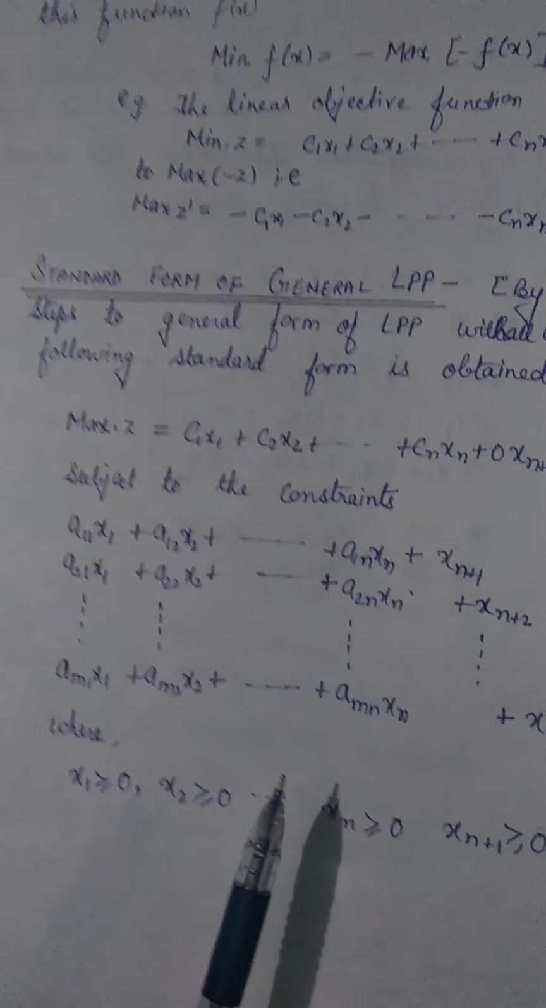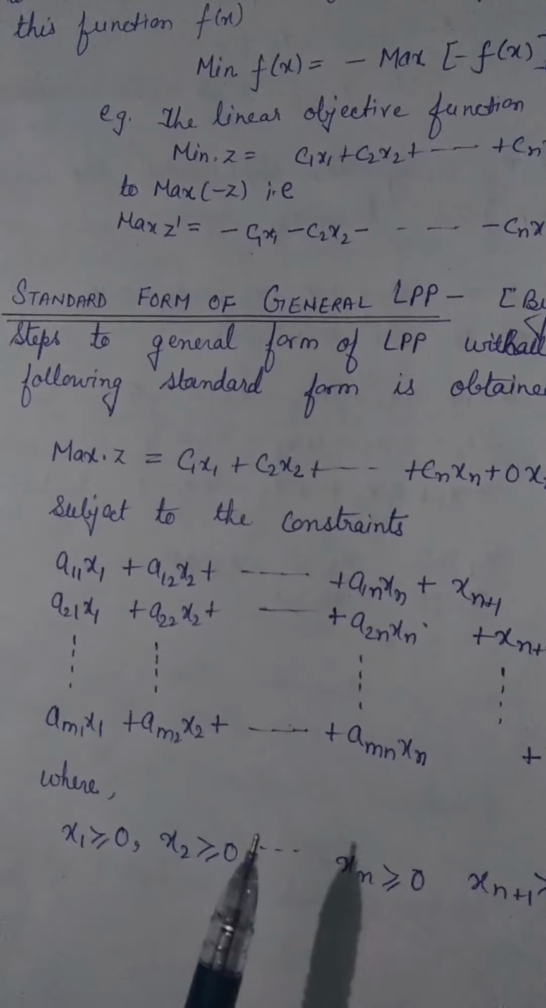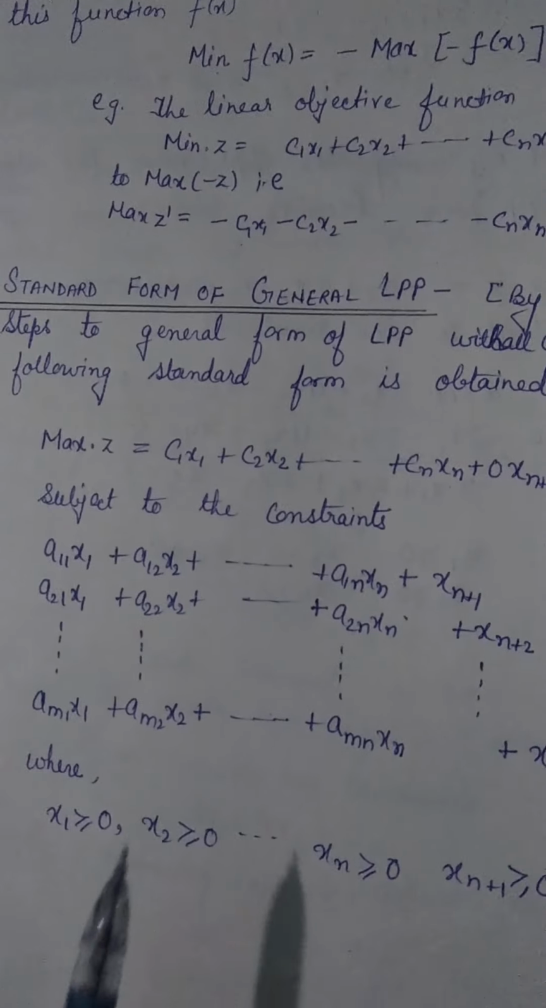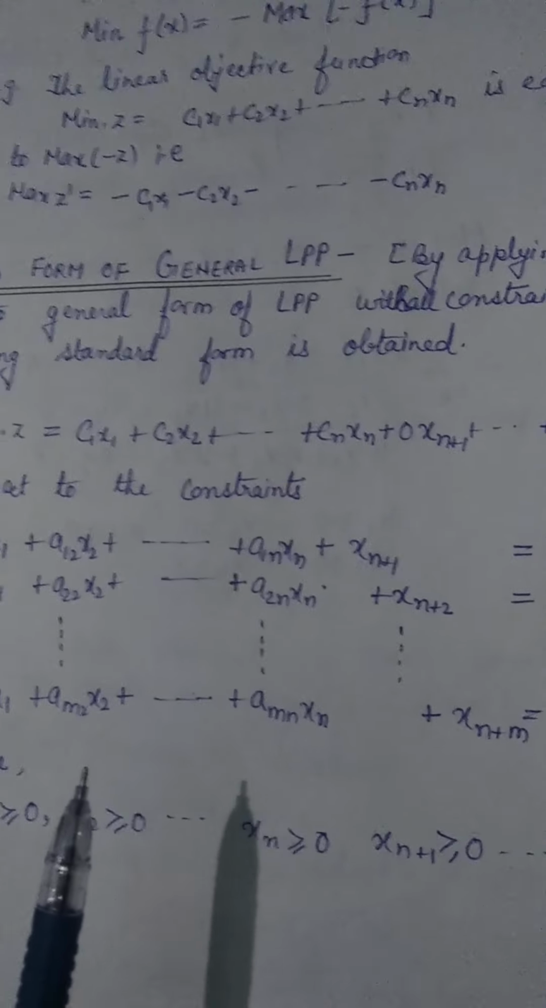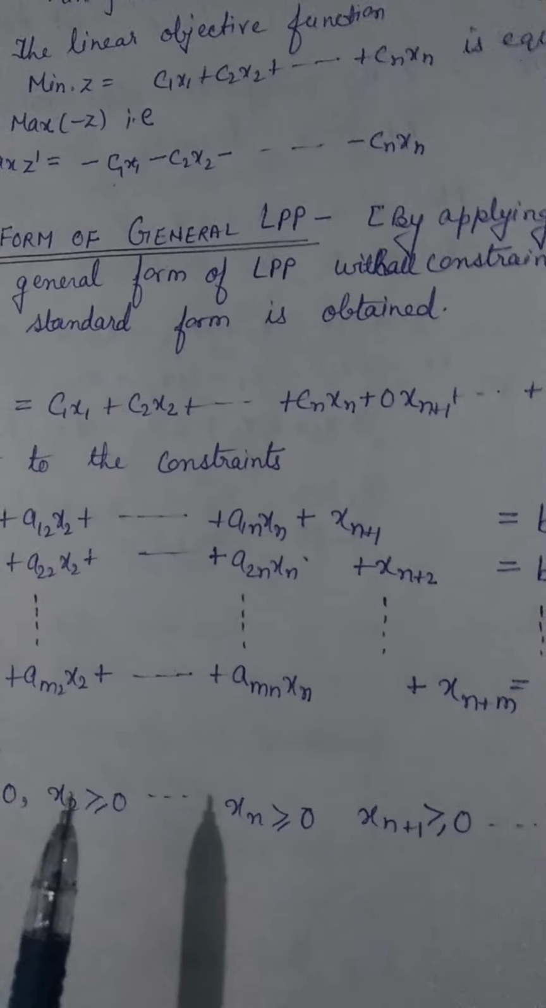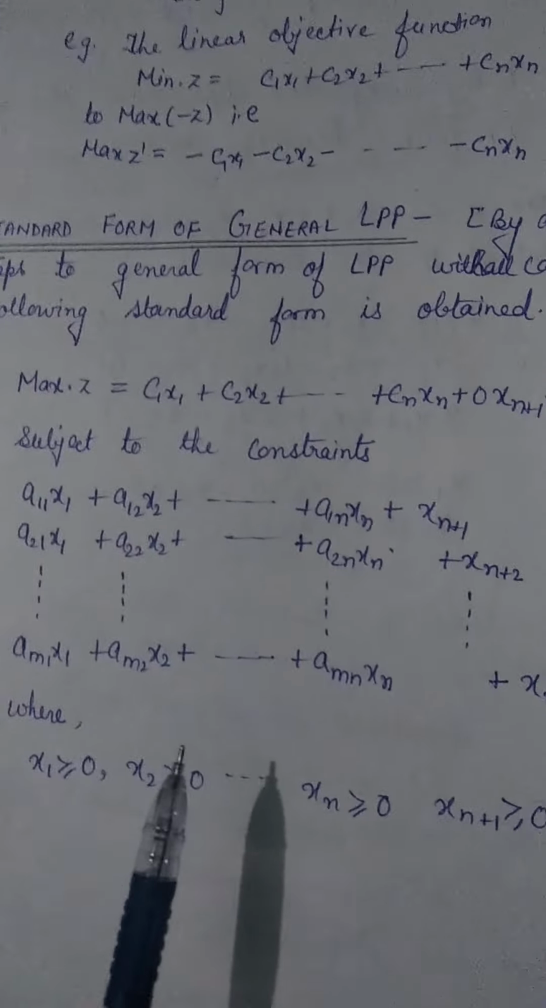So we have discussed here what a general linear programming problem is, what slack and surplus variables are, and then after following the steps we have formed the standard form of linear programming problem.